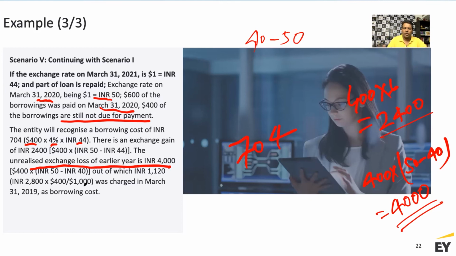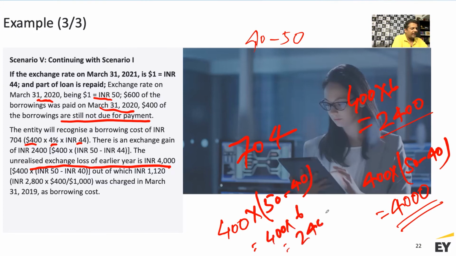Now how has this 1120 been computed again? You have to look at $400, which is 2,800 into 400 by 1,000, that was charged in March 2019 as the borrowing cost. Or basically, if you look at this $400, how much have I saved? It is 50 minus 40, which is 400 into 6, which is 2,400, right? Now that is the exchange gain in relation to this.